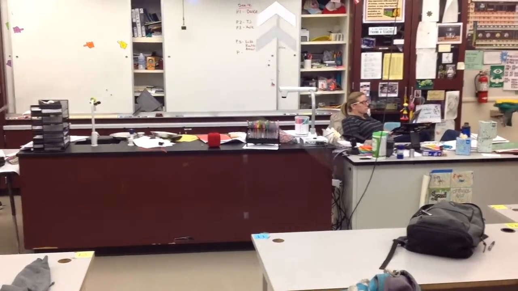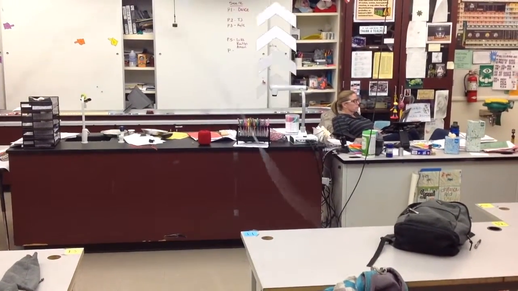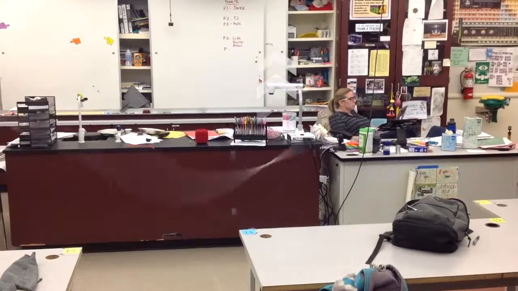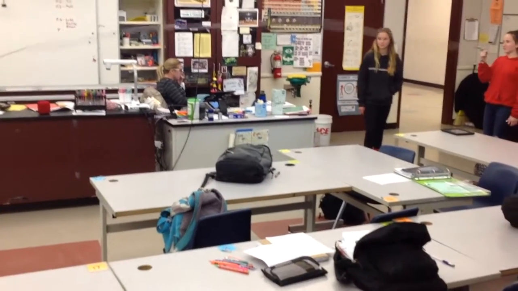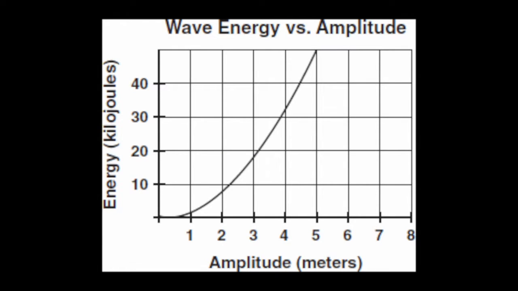Amplitude is the height of the wave measured from the midline to the crest. In this example, you can see that this wave has a high amplitude. In this example, you can see that the wave has a lower amplitude. The energy put into the wave directly correlates with the amplitude of the wave. Here's a graph that shows this relationship.